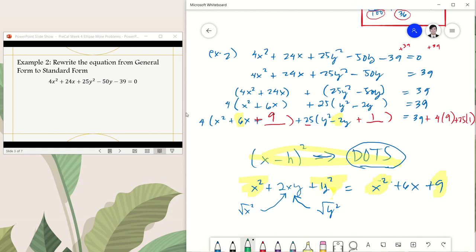Then, if you get the square root of x squared, so x yun. Yung square root naman ng 9 is 3. Itong 6x, if you notice, yung factor niya is 2 times 3 times x. Yung 2, galing sa form. Yung 3, galing sa square root ng third term. And then, yung x naman galing sa square root ng first term. So, ayun. So, it's already factorable using dots.